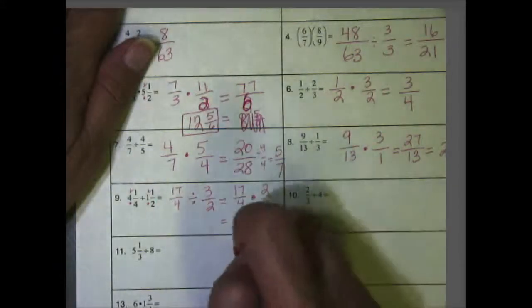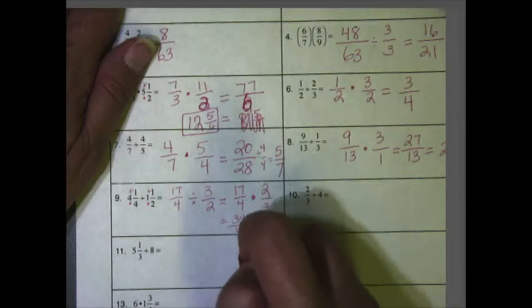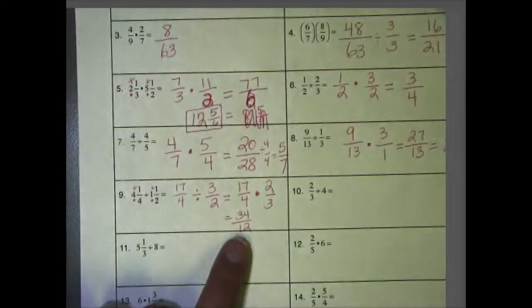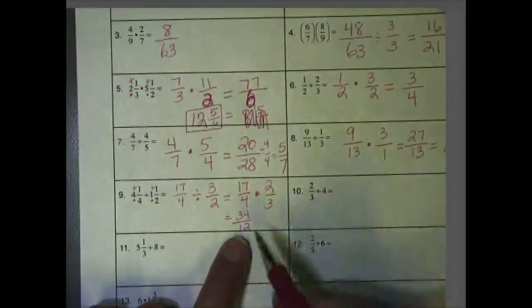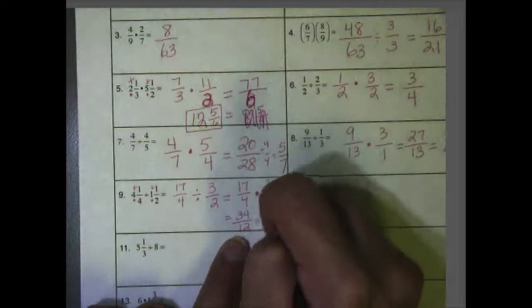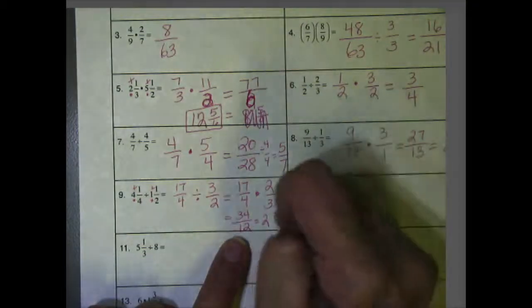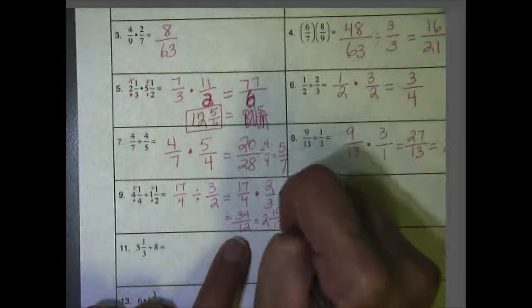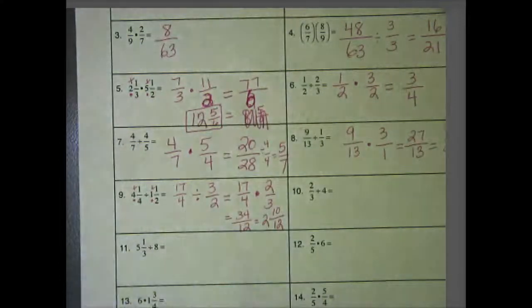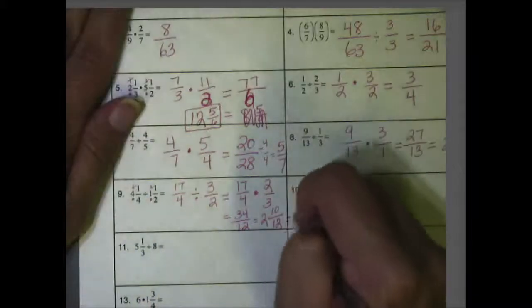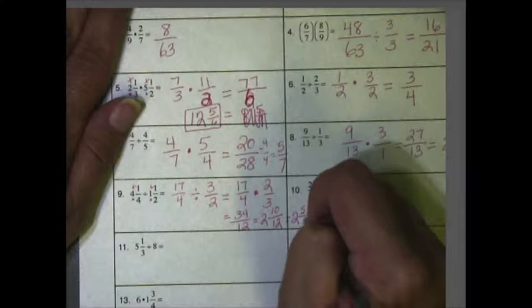17 times 2 is 34. 4 times 3 is 12. We have an improper fraction. 12 goes into 34 2 times. 2 times 12 is 24. 34 minus 24 is 10 over 12. And then we still need to simplify. And when we simplify, we get 2 and 5/6.